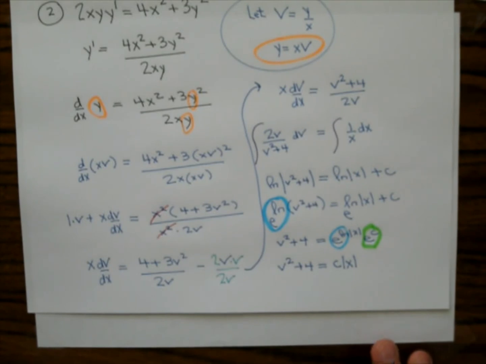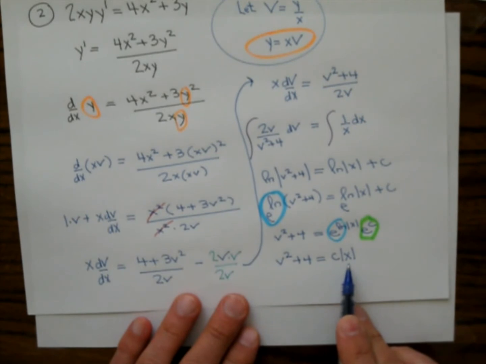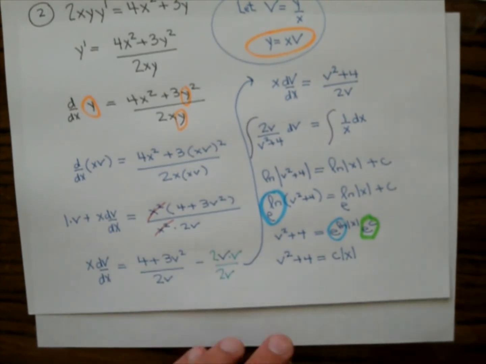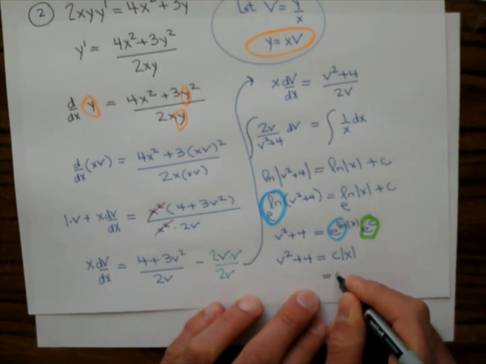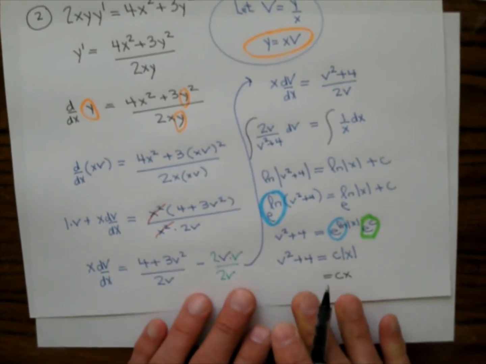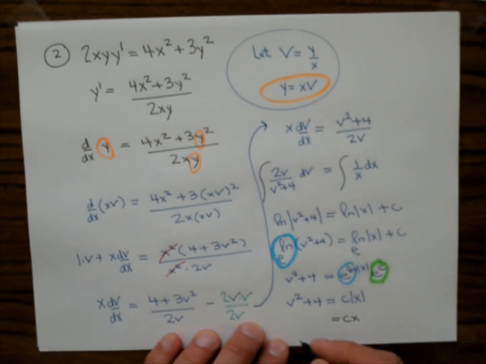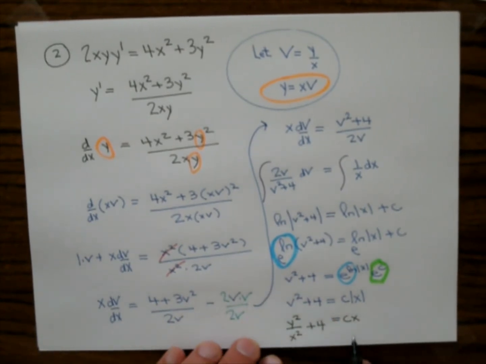Now the absolute value is going to be absorbed by the c. So we have cx. And I'm going to change the v. The v is actually going to equal y over x. So this is y squared over x squared plus 4 equals cx.